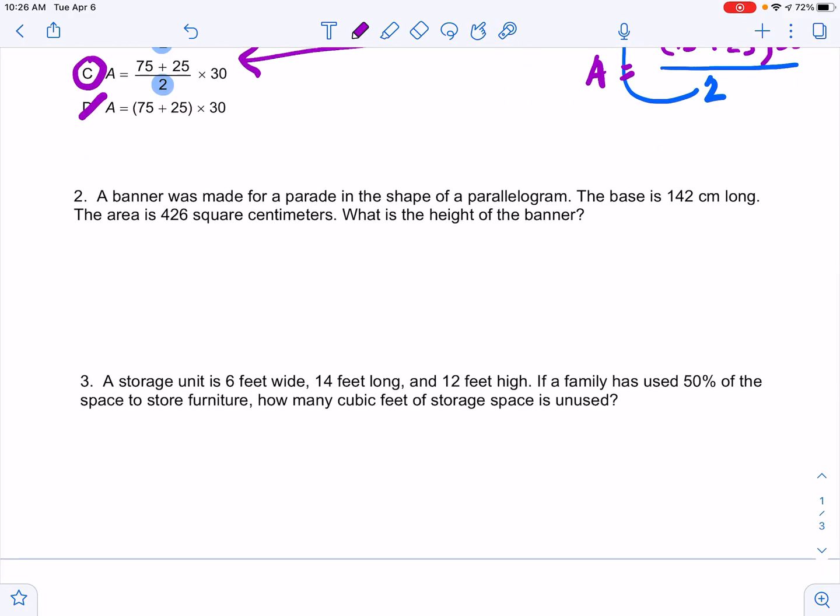Number 2. A banner was made for a parade in the shape of a parallelogram. The base is 142 centimeters long, and the area is 426 square meters. What is the height of the banner? So again, a rectangle or parallelogram will be area is equal to base times height. It's imperative that you write down your formulas.